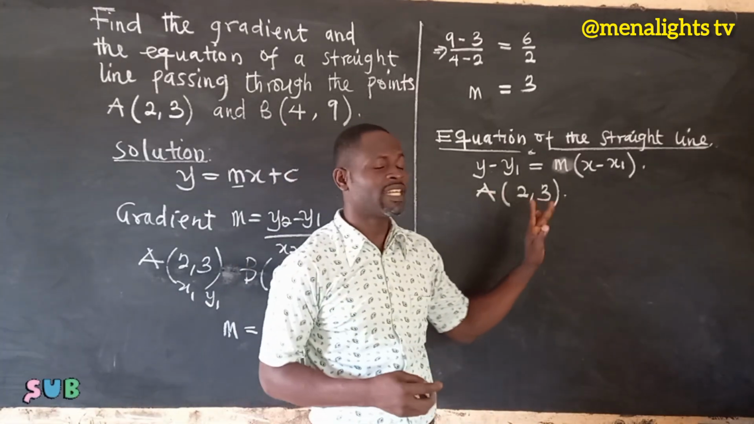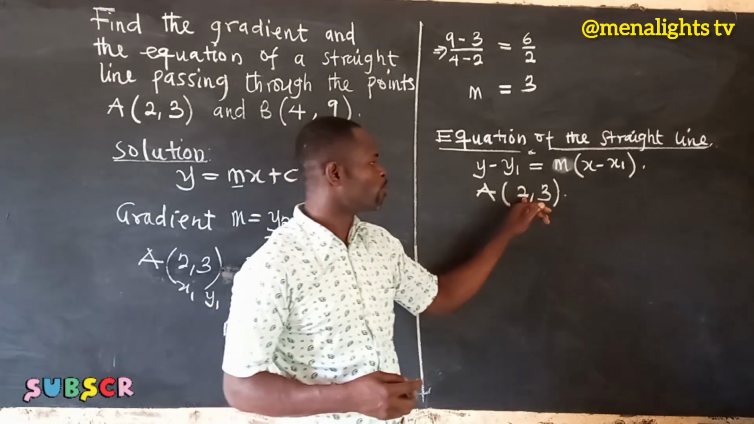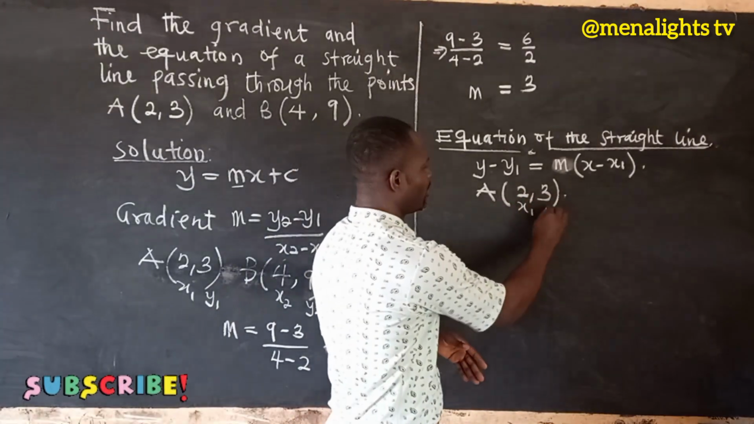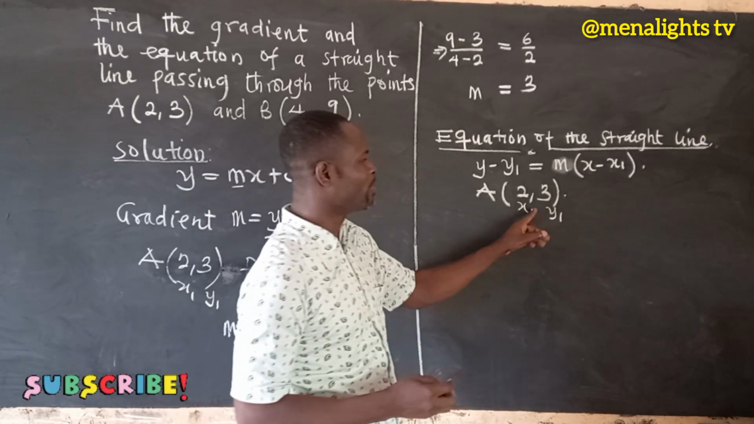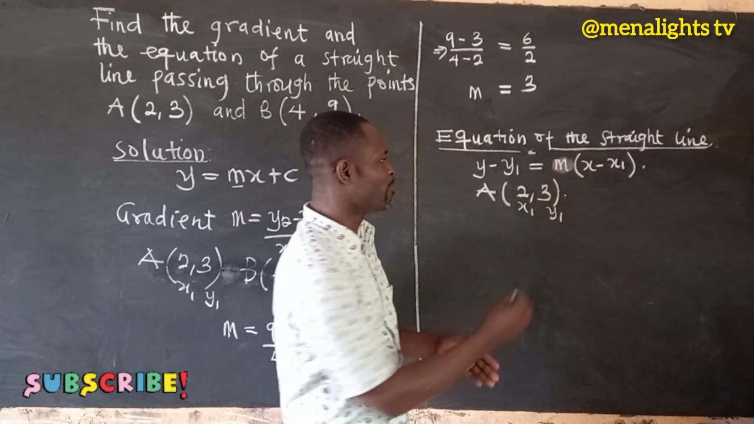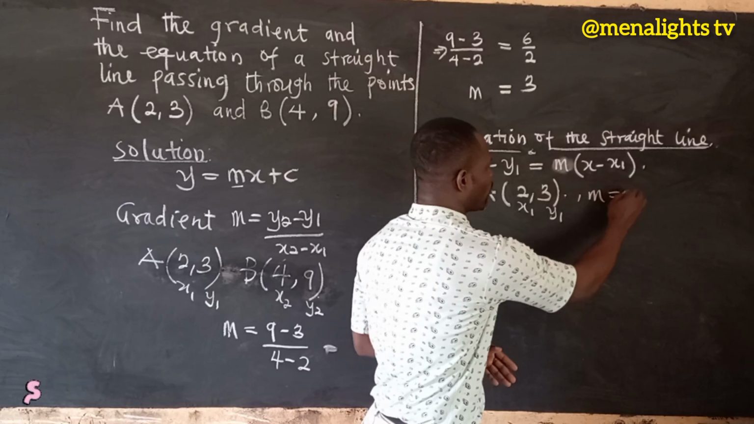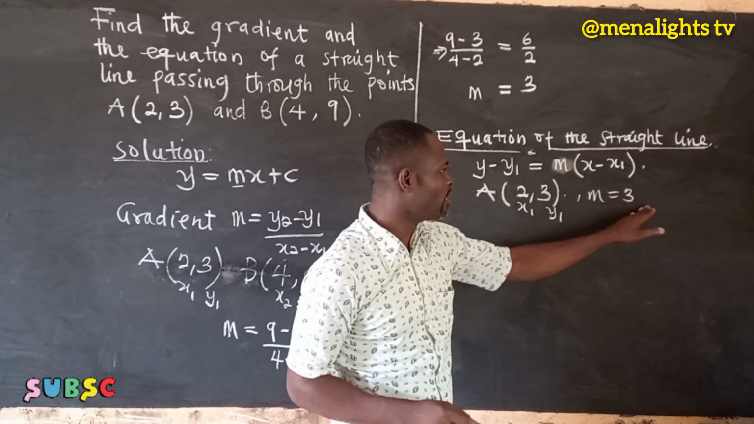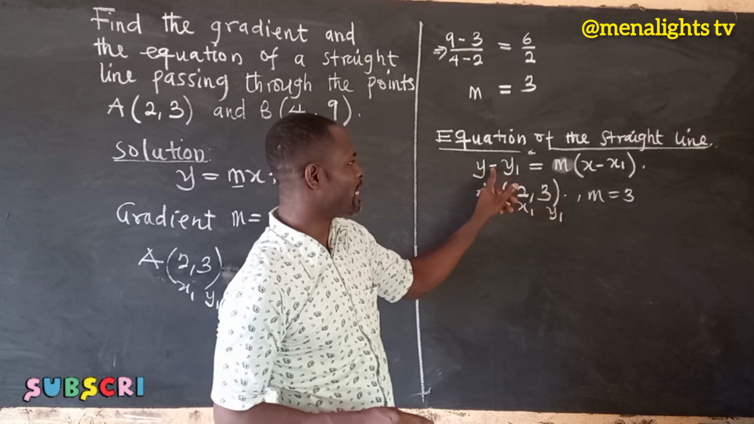The first point that we have is (2, 3). That means this is our x1, y1. So we are going to put the x1, y1 into the relation that we have. Mind you, our m is equal to 3, which is the gradient. So we are now going to put these values into the equation.